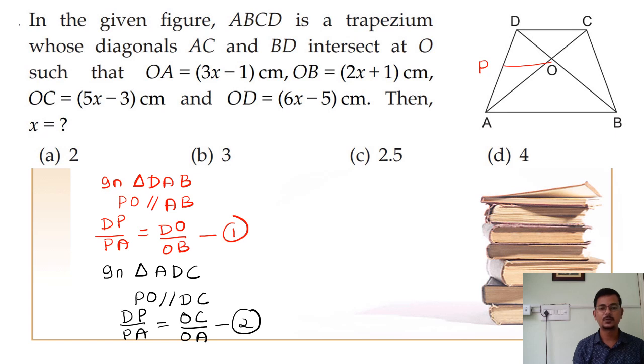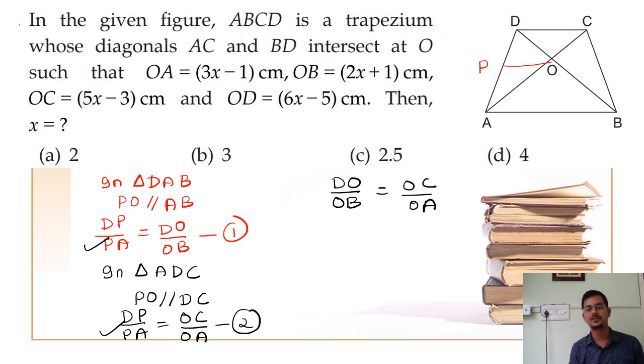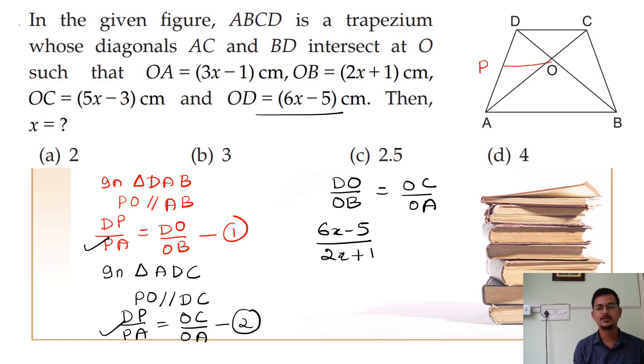Now we can compare both the equations. We know that if two things which are equal to the same thing are equal to one another, so we can write DO upon OB is equal to OC upon OA. Now we will substitute the values of DO, OB, OC and OA. So DO is equal to 6x minus 5, OB is equal to 2x plus 1, OC is equal to 5x minus 3 and OA is equal to 3x minus 1.